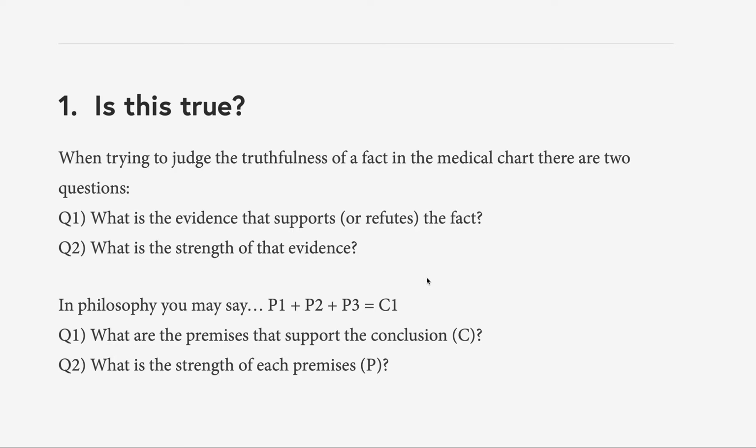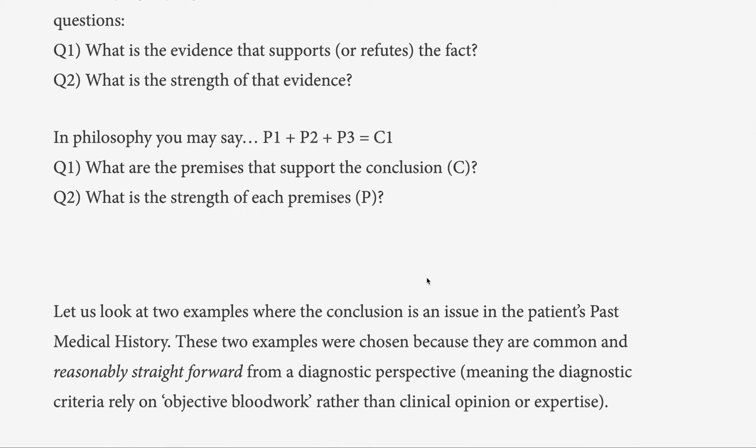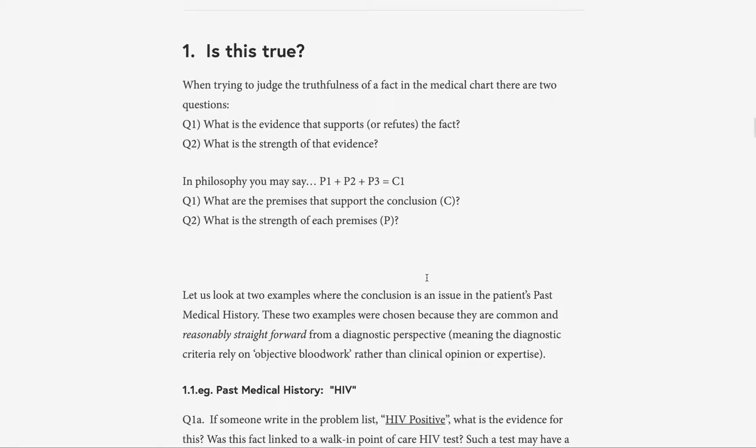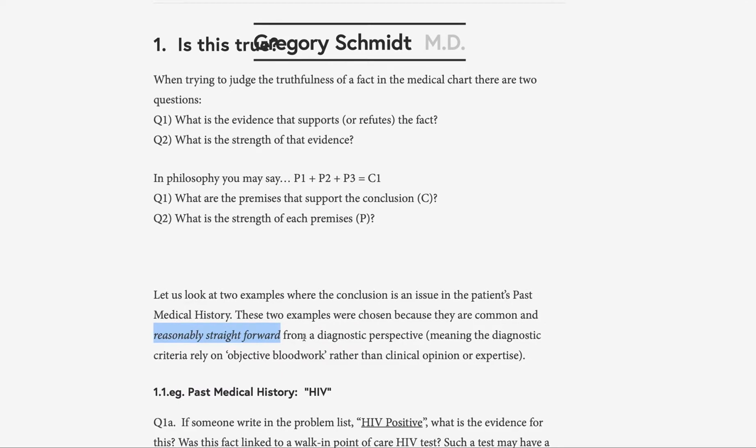And so when we think about something like a medical record, let's go through two very straightforward examples. And I've deliberately chosen these examples because the diagnosis in these two cases, the first HIV and the second diabetes, are reasonably straightforward diagnoses, meaning that the diagnostic criteria rely on reasonably objective blood work. We don't need clinical opinion or expertise. And so in theory, it should be a reasonably straightforward way to determine what is true and not.